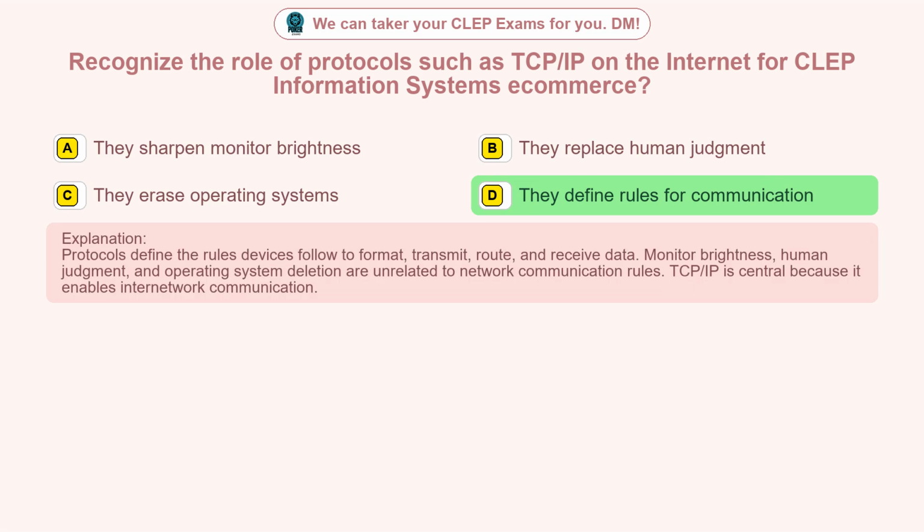Protocols define the rules devices follow to format, transmit, route, and receive data. Monitor brightness, human judgment, and operating system deletion are unrelated to network communication rules. TCP/IP is central because it enables inter-network communication.